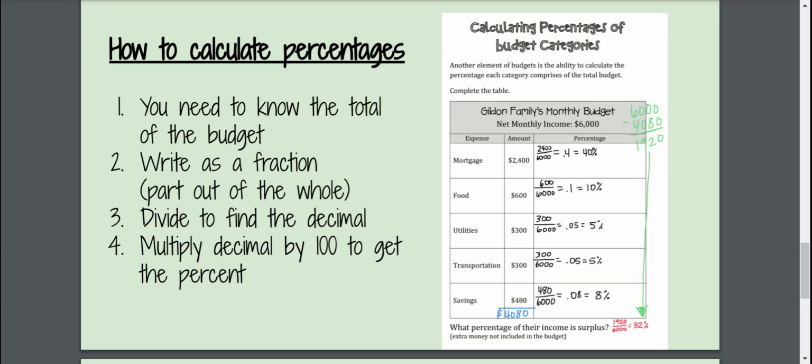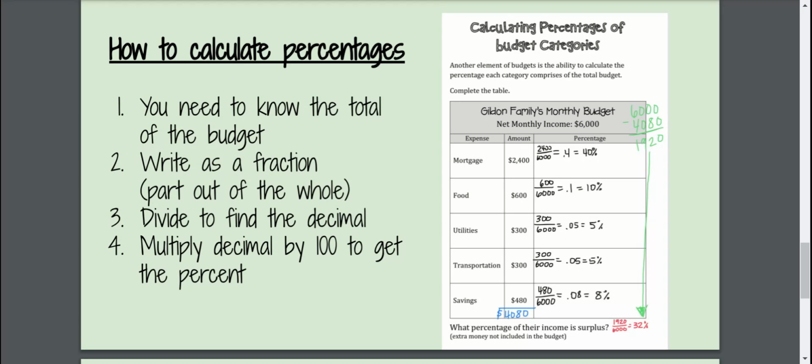Their utilities and transportation are each $300. So we write that as 300 out of 6,000, which when you divide it out gets you 5/100, which is 5%. And then their savings is $480 out of the $6,000. And when we divide that, you get 8/100, which is 8%.